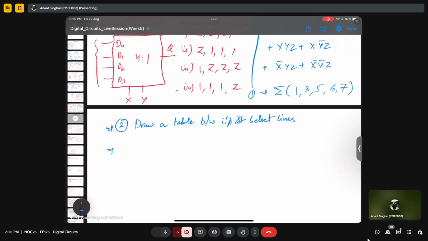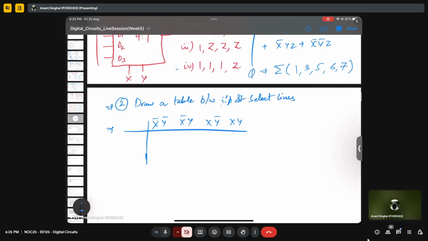So let's do that. As we said, x and y are x bar y bar, x bar y, x y bar, x y. Okay, let's do that like that only, not a K-map, but as a general representation. So this is nothing but D0, this is D1, this is D2, this is D3, Z bar and Z. Now we know that in binary this is 0, 1, 2, 3, 4, 5, 6, 7.